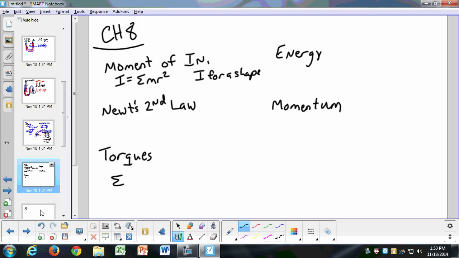Torques, the sum of the torques. You'll need to be able to calculate the sum of the torques. And then also torque is equal to Fr sine theta. That's like the bar with all the different forces on it. We can look at one of those. You'll have one of those on your test.